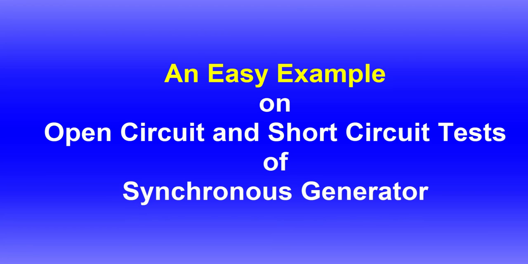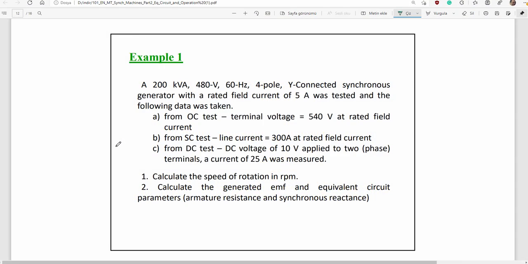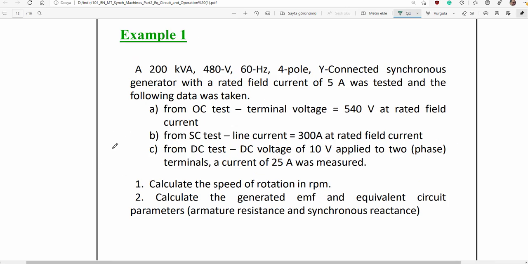An easy example, and let me solve these examples related with the open circuit and short circuit test. Let me first read carefully. A 200 kVA, that is the rated power of the machine, 480 volts, that is line-to-line voltage.